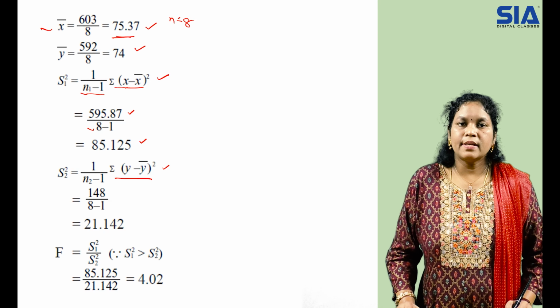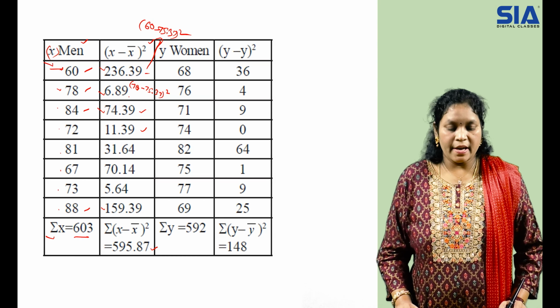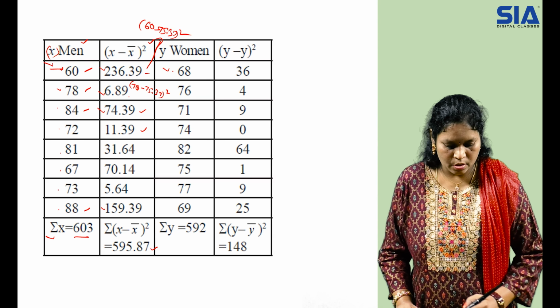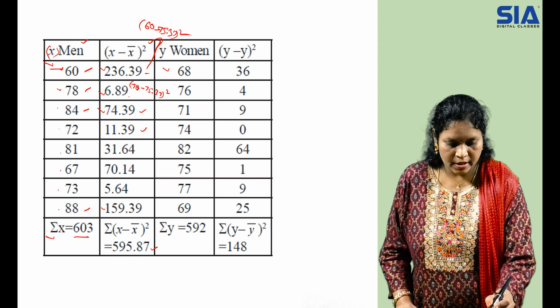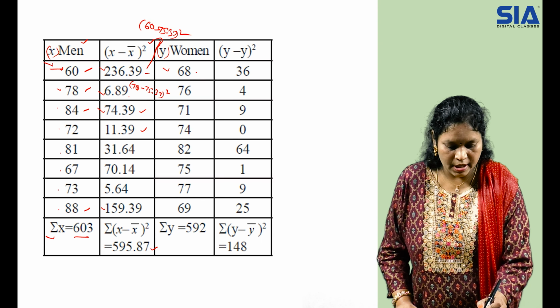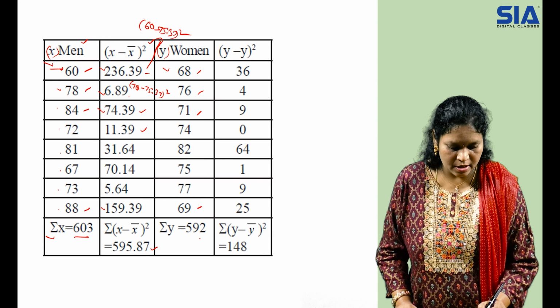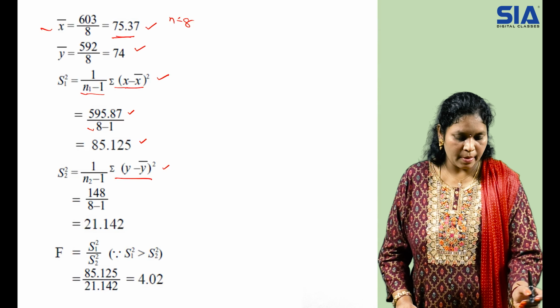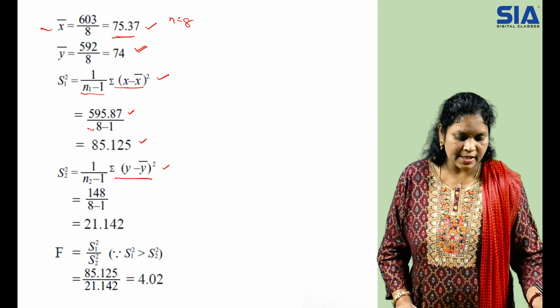Now let us go to the table and obtain this column also. I wrote all the y values here. Let us check the total of y. Simply add up all the y values, that is the women data whatever we have. 68 plus 76 plus 71, and so on up to 69, you add up and get the total 592. Now check how we have obtained y bar. y bar is equal to 592 by 8, which we got as 74.